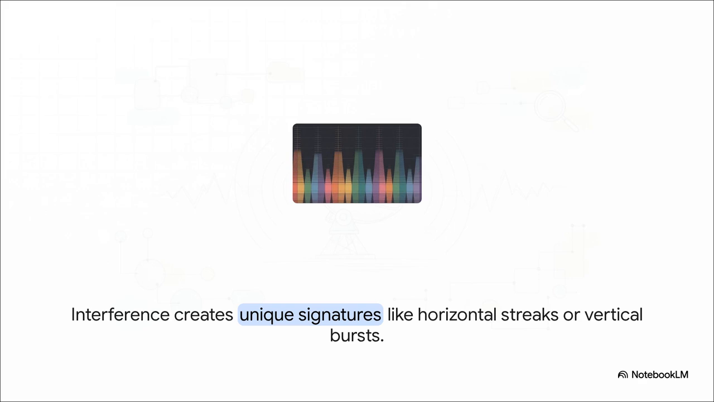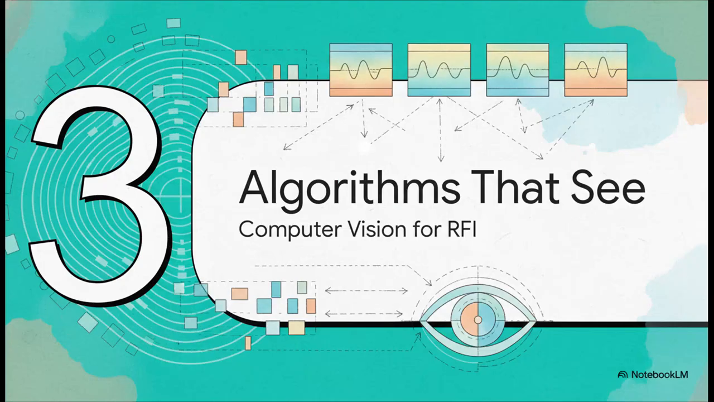And this is where the magic really happens. When you look at a spectrogram, different kinds of interference create their own unique visual signatures. A constant narrowband signal, that shows up as a sharp horizontal line. A sudden blast of noise across a wide range of frequencies, that looks like a big vertical burst. They literally leave their fingerprints all over the image. So once you can see these patterns, the next logical step is to teach a machine to see them too.